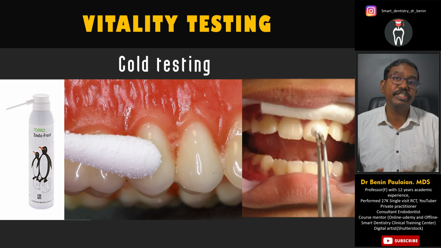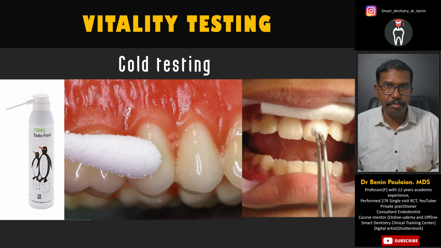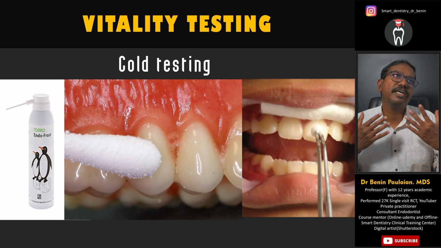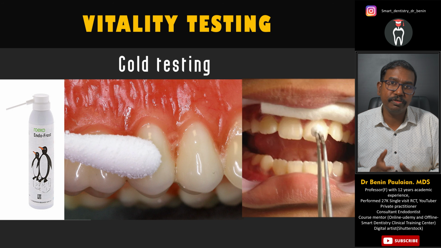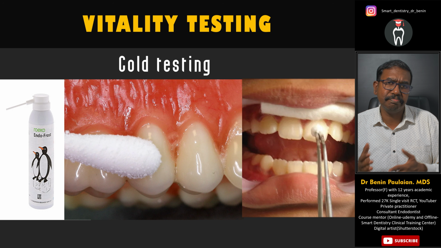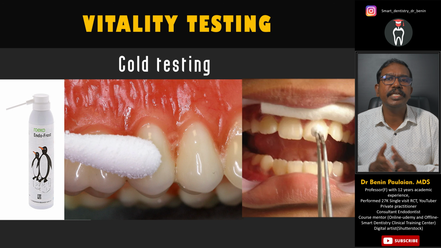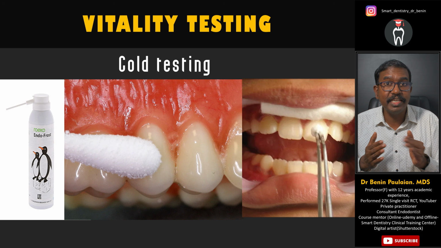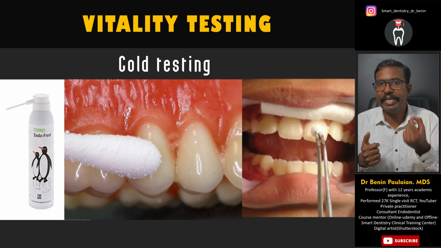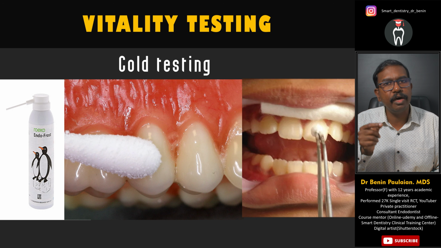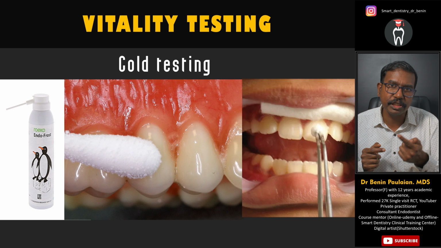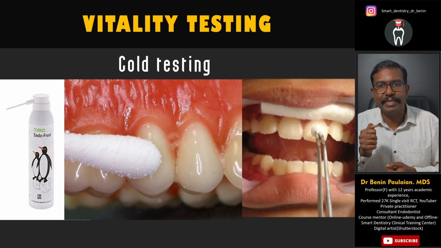The second test, which can be considered more reliable compared to the heat test, is the cold testing. The commonly available materials used for cold testing are ice cubes or ice sticks, but a better technique for the evaluation is using Endo-Frost, which is an ethyl chloride spray with a temperature of around -50 degrees Celsius. We can take a small cotton pellet or a small cotton swab, and spray this material a little.